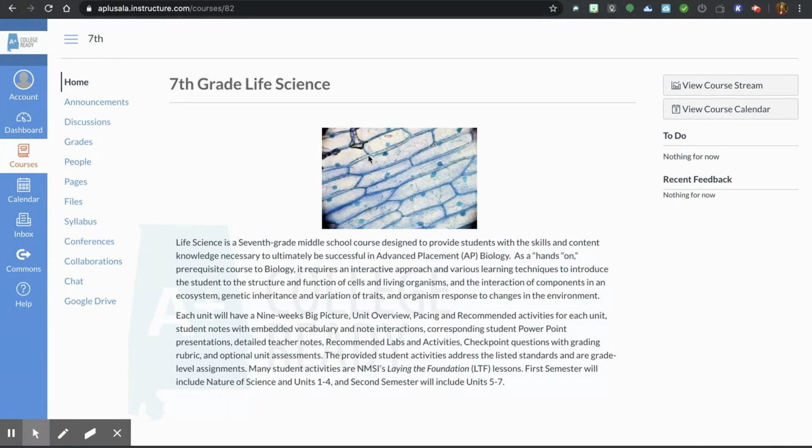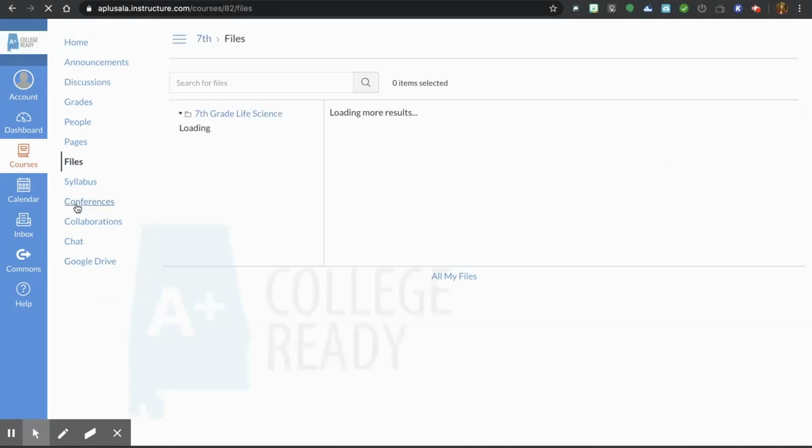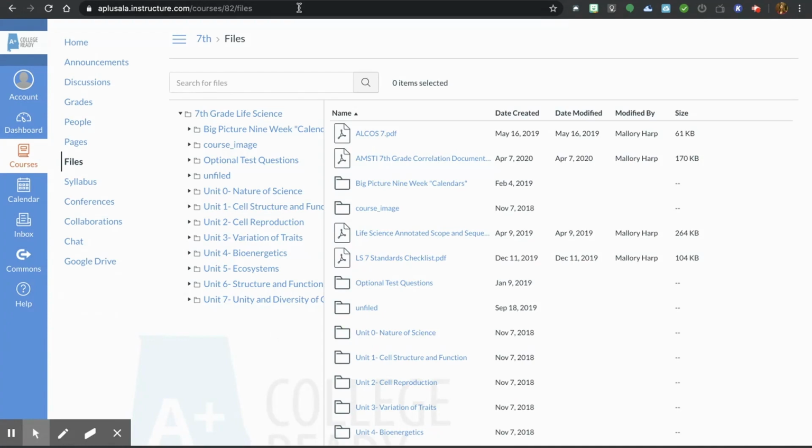When you enter the 7th grade life science curriculum, you have a brief overview of the curriculum on the home page. Again, I have other buttons here that you will not see. Most of these will not be available to you in your curriculum, but the one you are looking for is Files. And this is where you will find your curriculum, all of your resources in a one-stop shop.